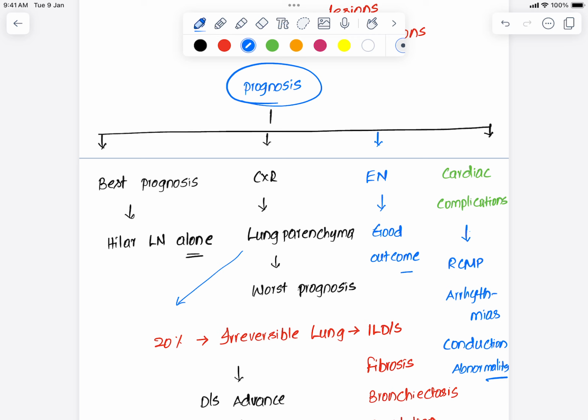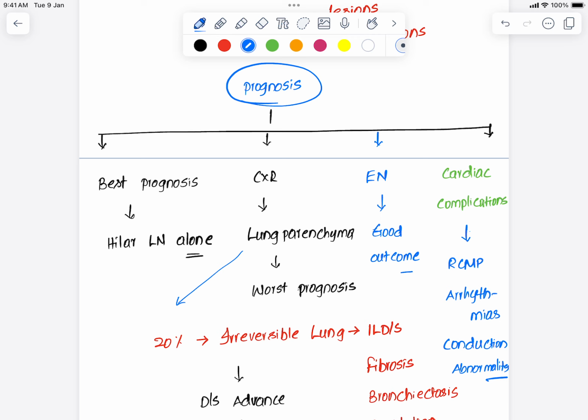And if you take the prognosis, if there is hilar lymphadenopathy alone, the prognosis is good. But if there is lung parenchymal involvement, the worst prognosis. Erythema nodosum, again, they have good prognosis. And the pulmonary complications that can be seen is fibrosis of the lung, bronchiectasis, very rarely cavity formation. And as the disease advances, these patients can develop respiratory failure.